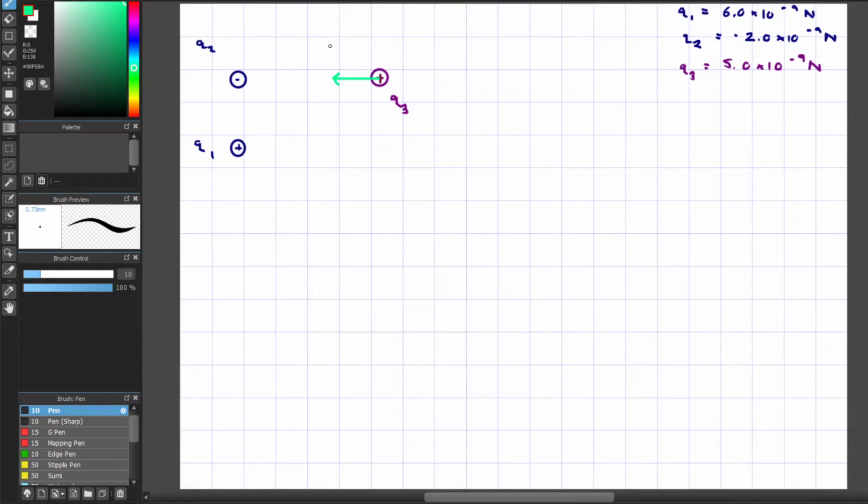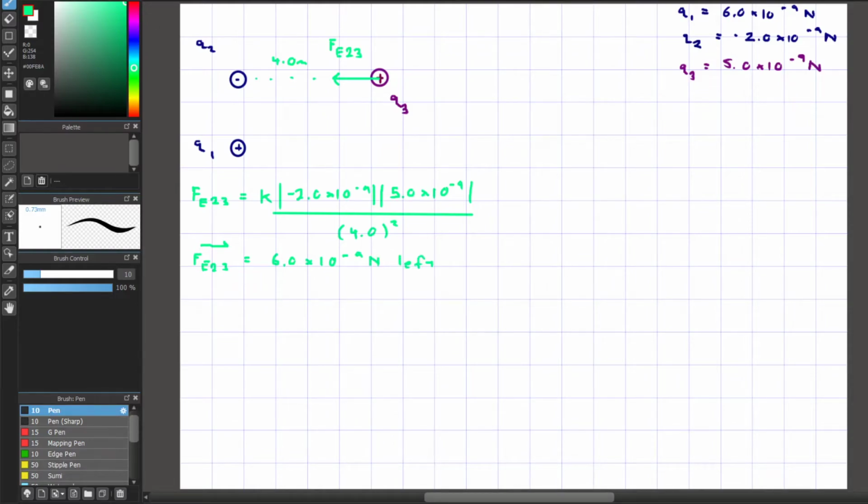We can go ahead and calculate the electric force of each pair of charges. Let's start with the pairing of charge 2 and charge 3. Doing so gives an electric force of 6.0 times 10 to the negative 9 newtons left. The reason the direction is left is because charge 3 is being attracted to charge 2, so it's experiencing a pull to the left.